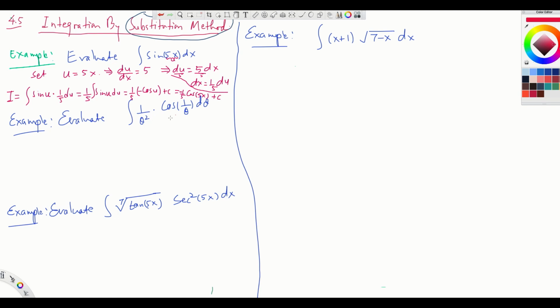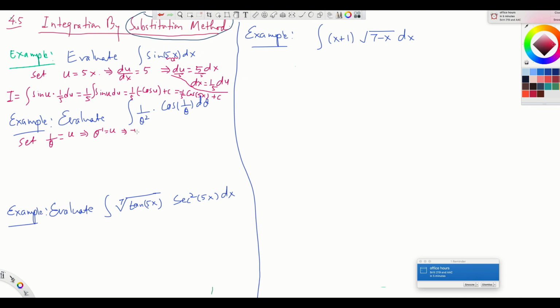How about this one? What should be u? So here I am taking u equals 1/theta, because we don't know the integral of cosine of 1/theta, right? That's why I'm setting that as u. So set 1/theta equals u. Now find the derivative. What is the derivative of 1/theta? You write theta to the -1 equals u, right? Now find the derivative.